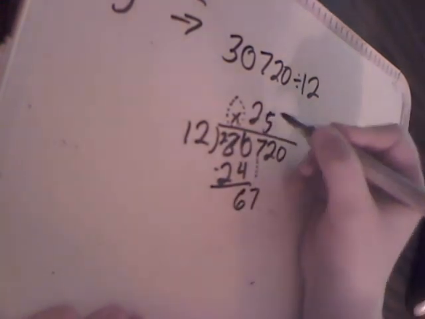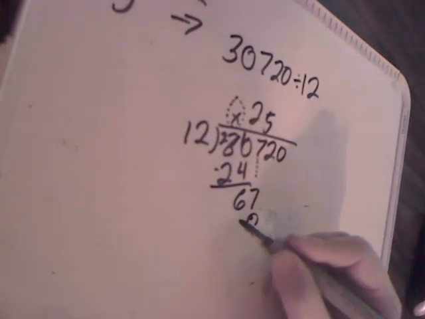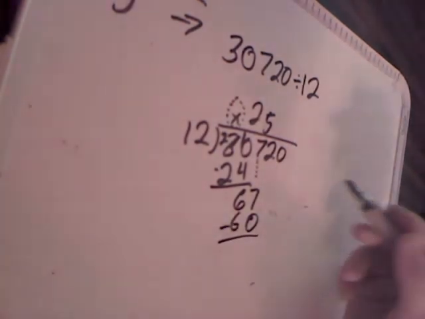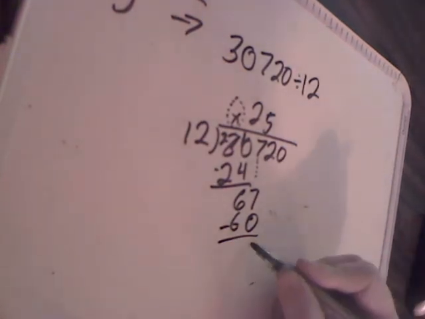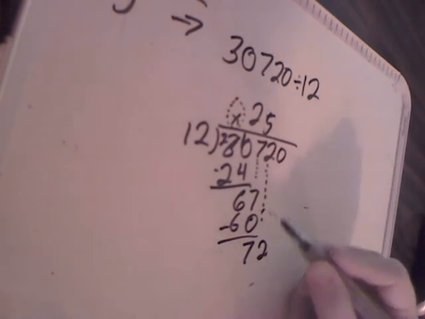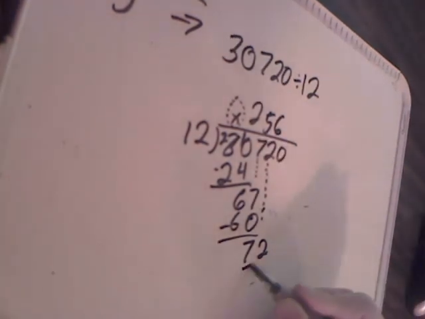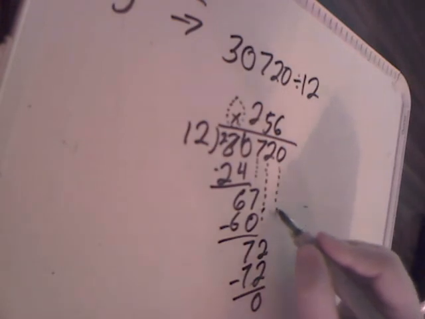Let's try 5. 5 times 2 is 10. 5 times 1 plus 1 is 6. Hey, look at that. We can do the subtraction and not get a negative number. 67 minus 60 is 7. Pull down the 2. 12 goes into 72. Well, we just figured that out. We remember that 12 times 6 is 72.